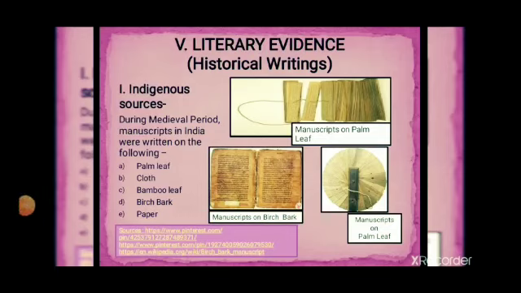So here is the first type, which is indigenous sources. During the medieval period, manuscripts in India were written on the following. They were written on palm leaf, cloth, bamboo leaf, birch bark and paper. Here you can see the pictures of manuscripts on palm leaf, manuscripts on birch bark and manuscripts on palm leaf. So these were the indigenous sources.